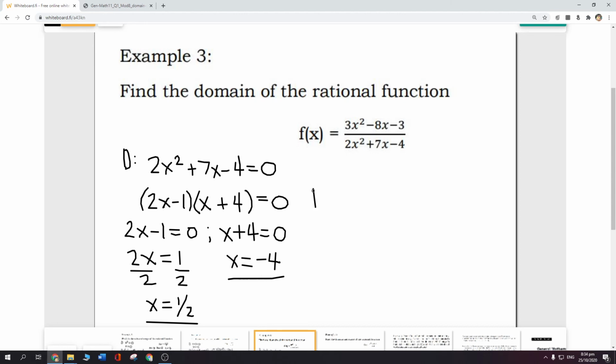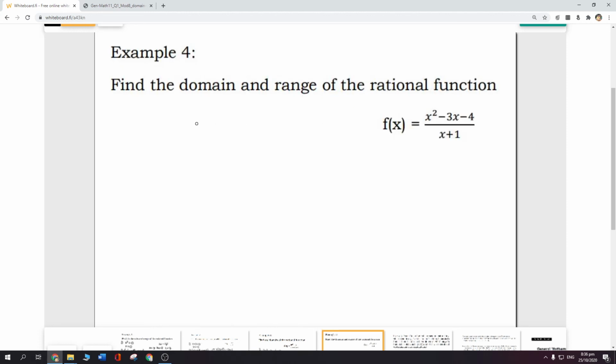Then we're going to determine now our domain. So x such that x is an element of real numbers wherein x is not equal to negative 4 and 1 half. So this is the answer to example 3. Find the domain of the rational function.